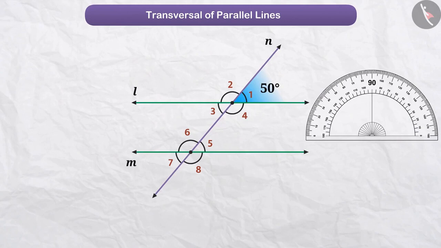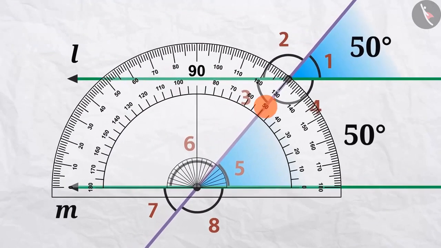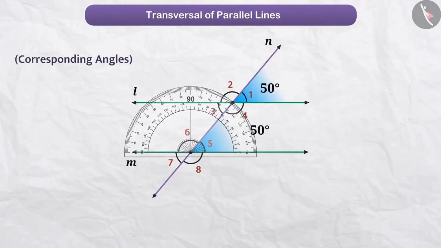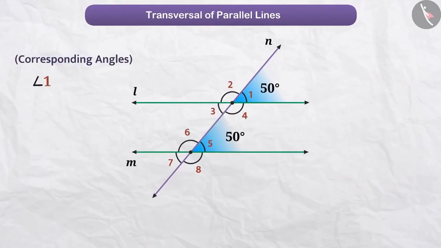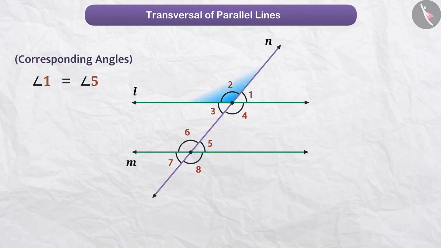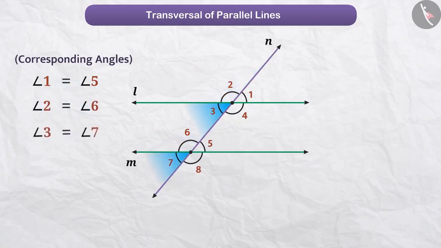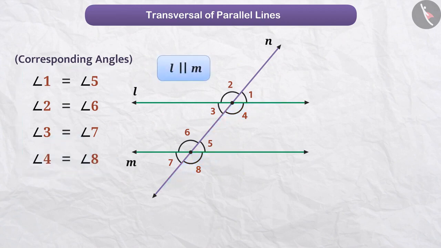Similarly, with the concept of corresponding angles, we find the angle corresponding to angle 1, that is angle 5, and it will also be 50 degrees. We can say that the corresponding angles, angle 1 and angle 5, are equal. Similarly, the corresponding angles, angle 2 and angle 6, are also equal. The corresponding angles, angle 3 and angle 7, are also equal, and the corresponding angles, angle 4 and angle 8, are also equal. Keep in mind that all these corresponding angles are created by the transversal of parallel lines.